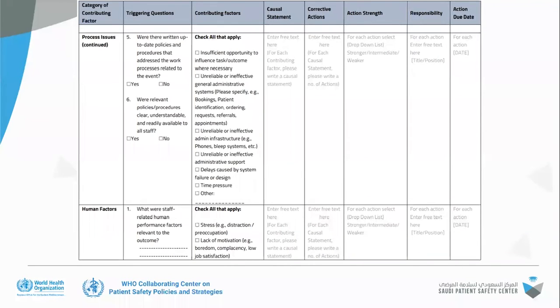So regarding the human factor, what we mean by human factor is the staff and everything related to the staff. As you see in the second row, the human factor, the second column, the triggering question, you will have a clearer idea how to answer this question. What were staff-related human performance factors relevant to the outcomes? So here we focused on the staff and what affected the staff and made the staff do this event. This is the trigger question.